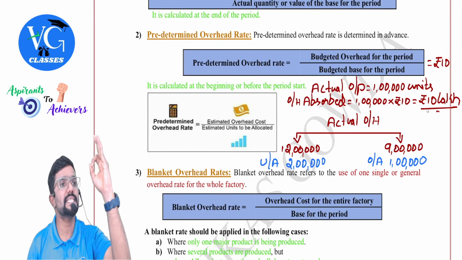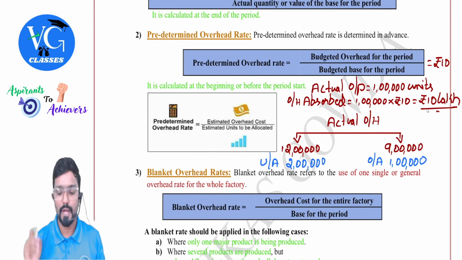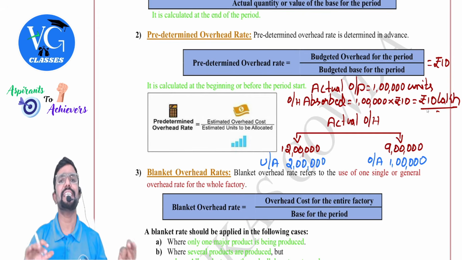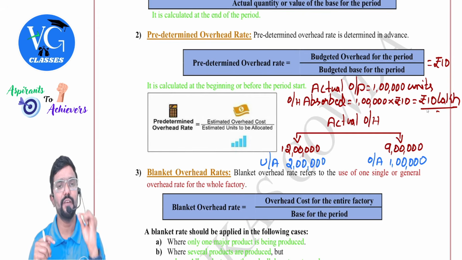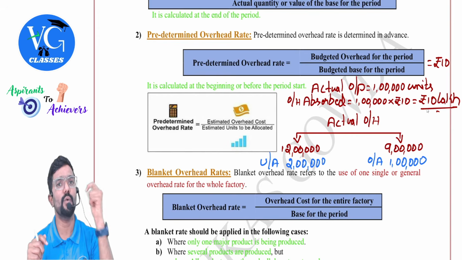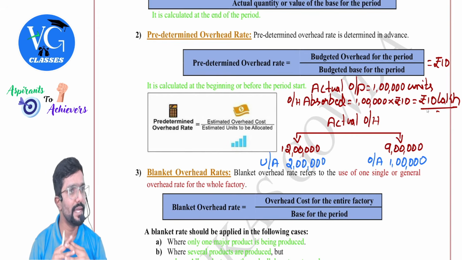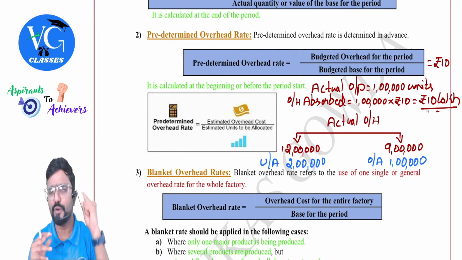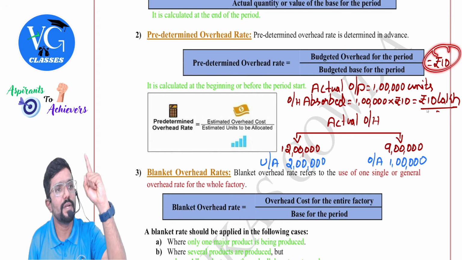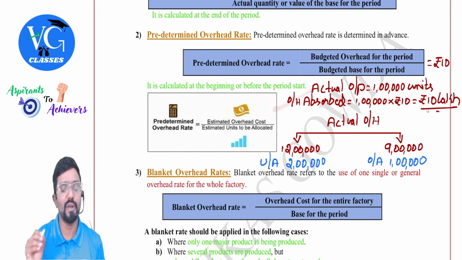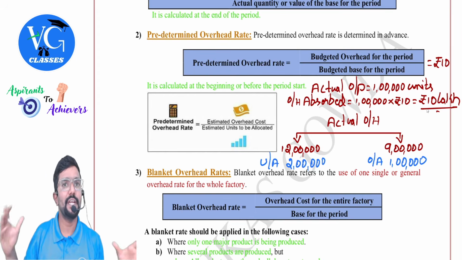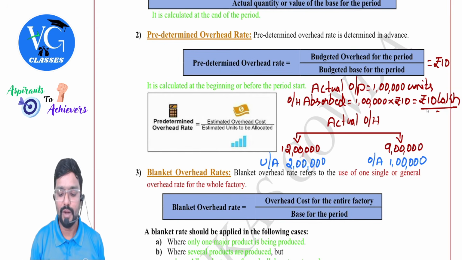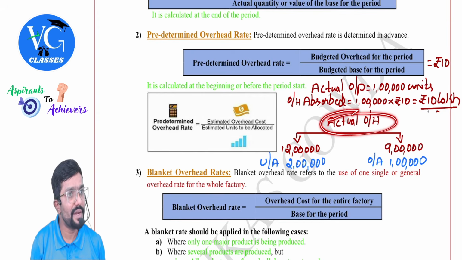When do I calculate it, guys? At the beginning of the year. Assume we have got a predetermined overhead rate of 10 rupees. So for each and every unit I produce, how much overhead will we absorb? 10 rupees. Now assume my actual output by the end of the year is 1 lakh. As and when I produce one unit, how much am I absorbing? 10 rupees. So what is the total overhead I would have absorbed? 10 lakh by the end of the year.